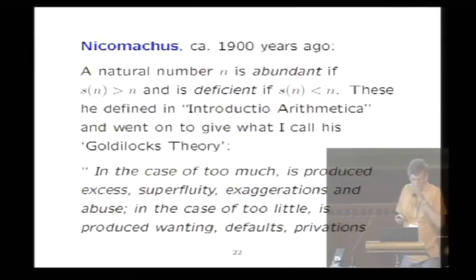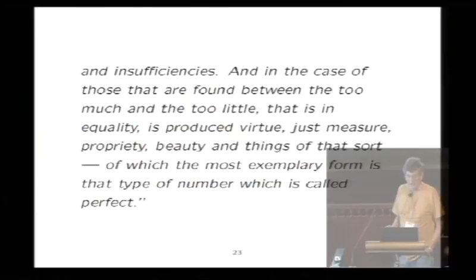So Nicomachus wrote, in the case of too much, namely abundant numbers, is produced excess, superfluity, exaggerations, and abuse. In the case of too little is produced wanting, defaults, privations, and insufficiencies. And in the case of those that are found between the too much and the too little, that is inequality, is produced virtue, just measure, propriety, beauty, and things of that sort, of which the most exemplary form is that type of number which is called perfect.